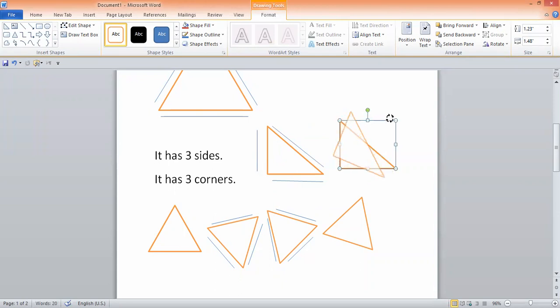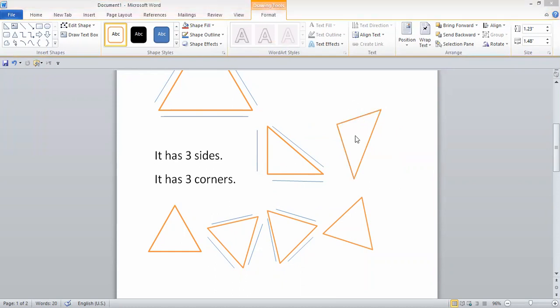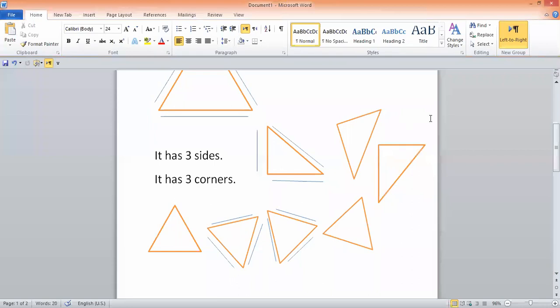Now, if I rotate this like this, now tell me, is it a triangle, guys? Yes, sir. Very good. It is also a triangle because it also has three sides and three corners. Okay, if I draw one more shape and make it like this, tell me about this shape. Is it a triangle? Yes, sir. Very good.